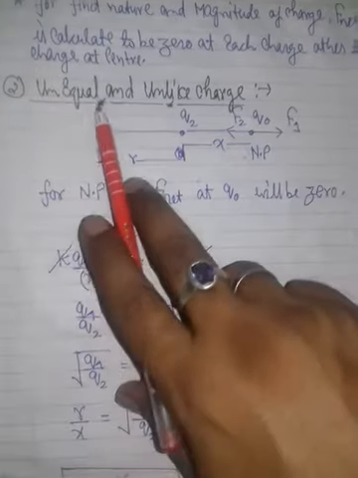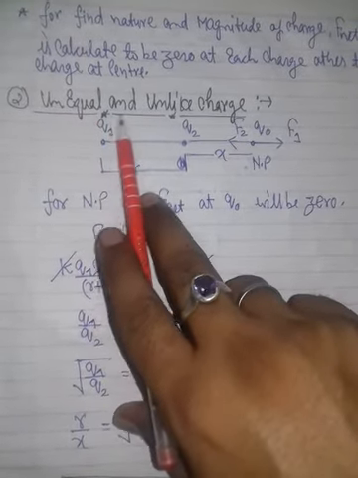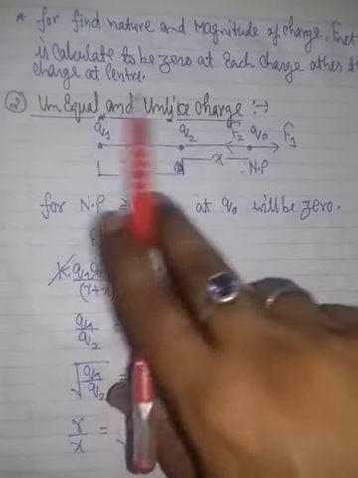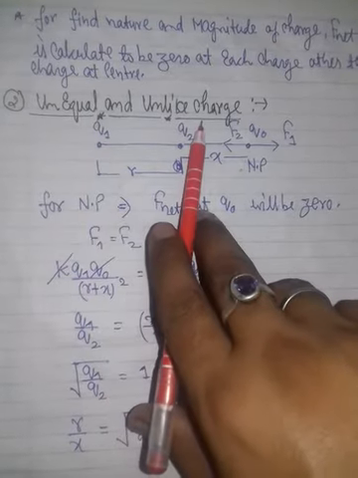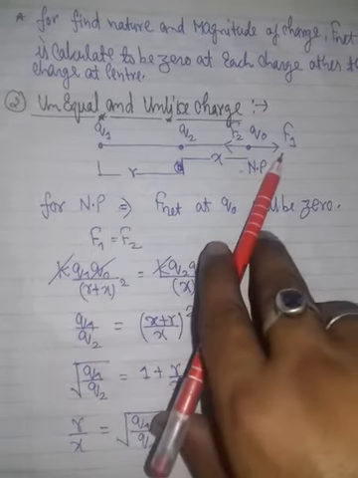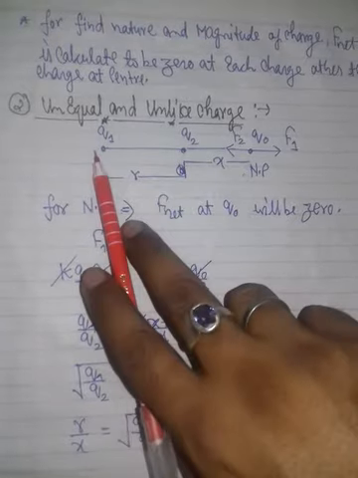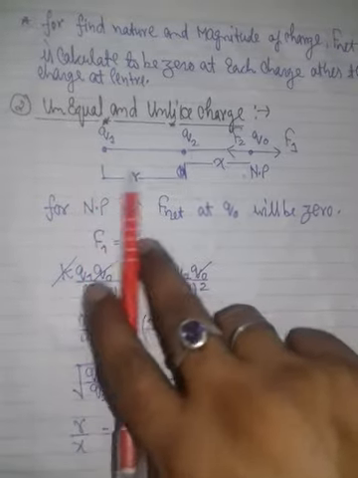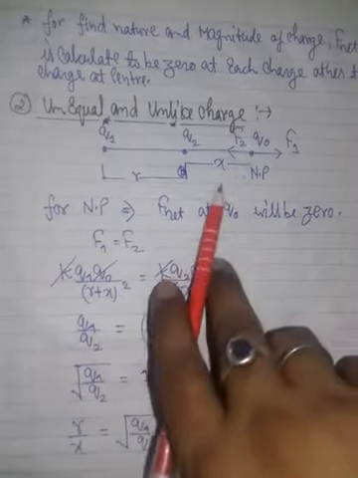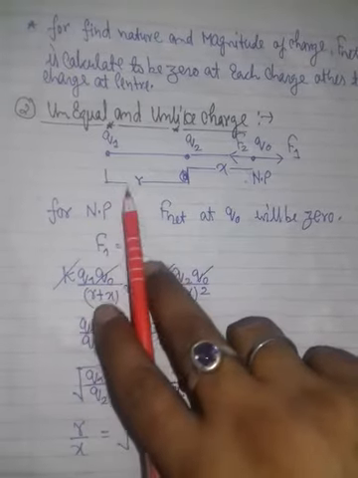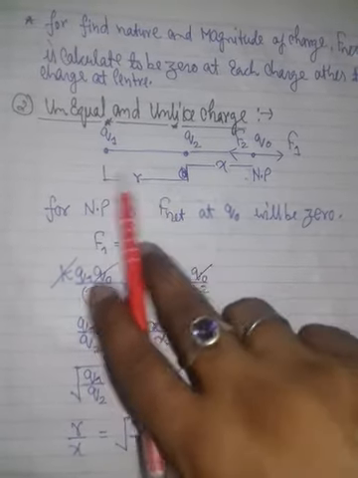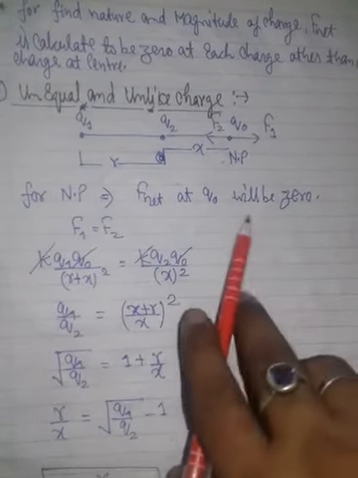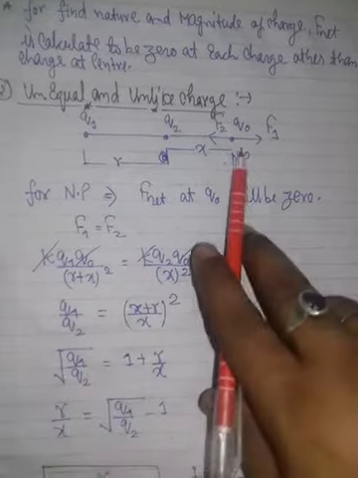For the second case, it is the unequal and unlike charges. Unequal and unlike charges means the magnitudes are different and the nature is also different, that is q1 and q2, where q1 is the greater charge than q2, and q0 is the test charge, which is outside the charge system. The distance is x, and r is the distance between q1 and q2. For the neutral point, the net force on the test charge will be 0, that is F1 equals F2.